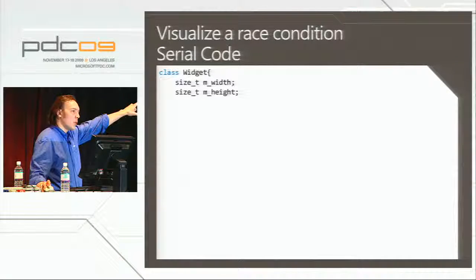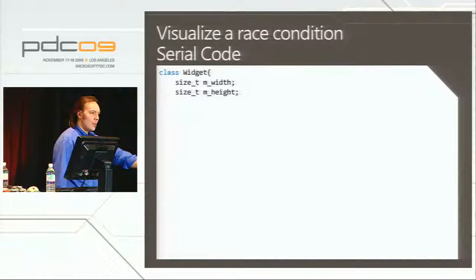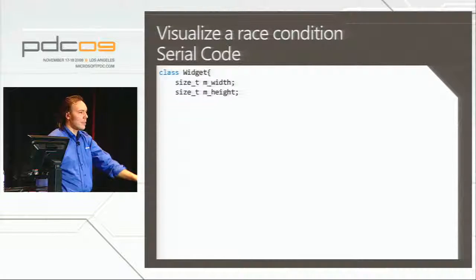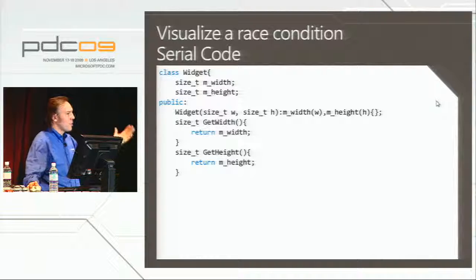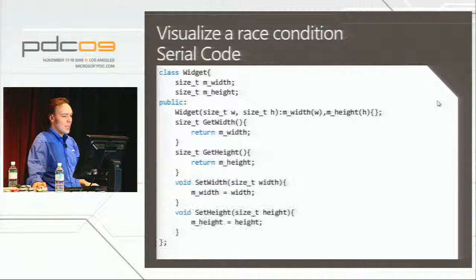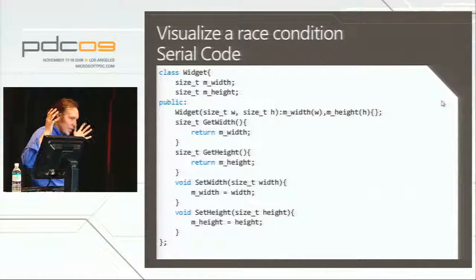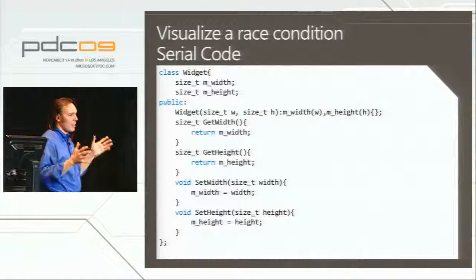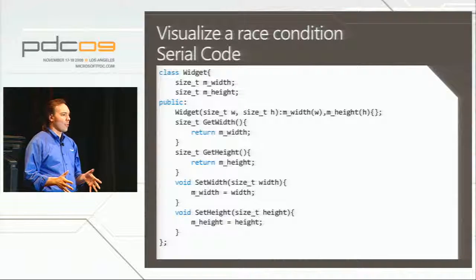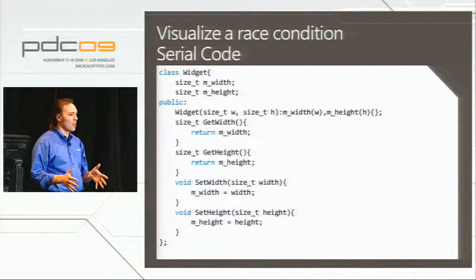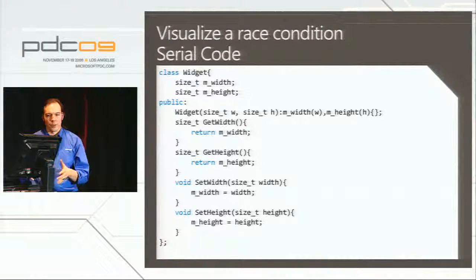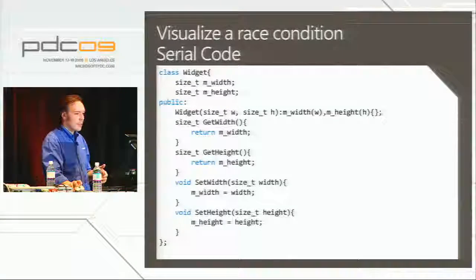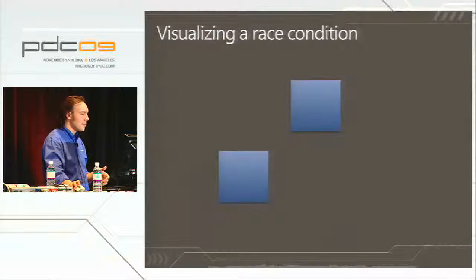I might have a widget class with 2 data members, width and height. I might be able to get that width and get that height from that widget, and set that width and set that height from that widget. So you can easily imagine that if I'm trying to set the state from another thread, I'm going to have to lock because there's going to be race conditions if multiple things are trying to set this widget together. And this might look like this.